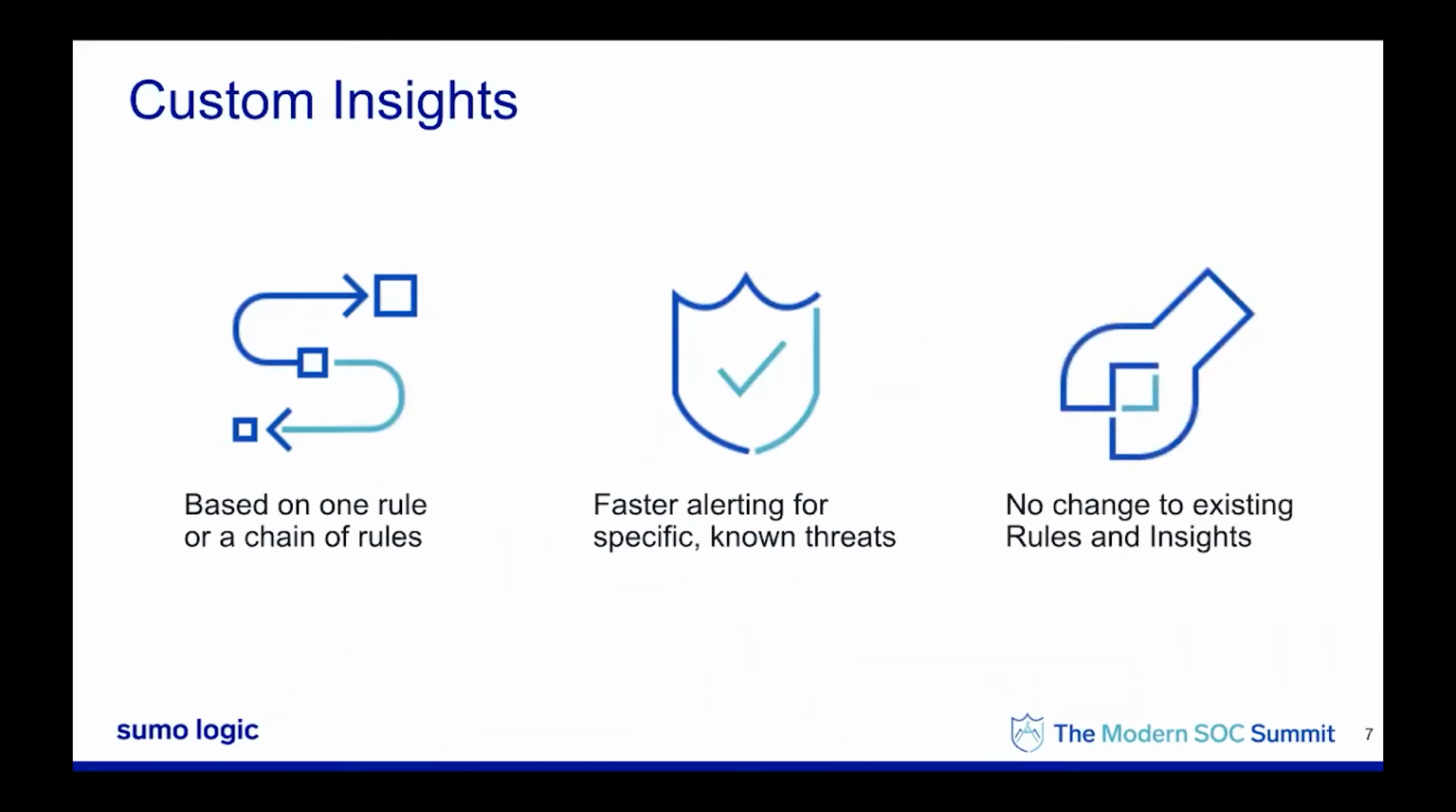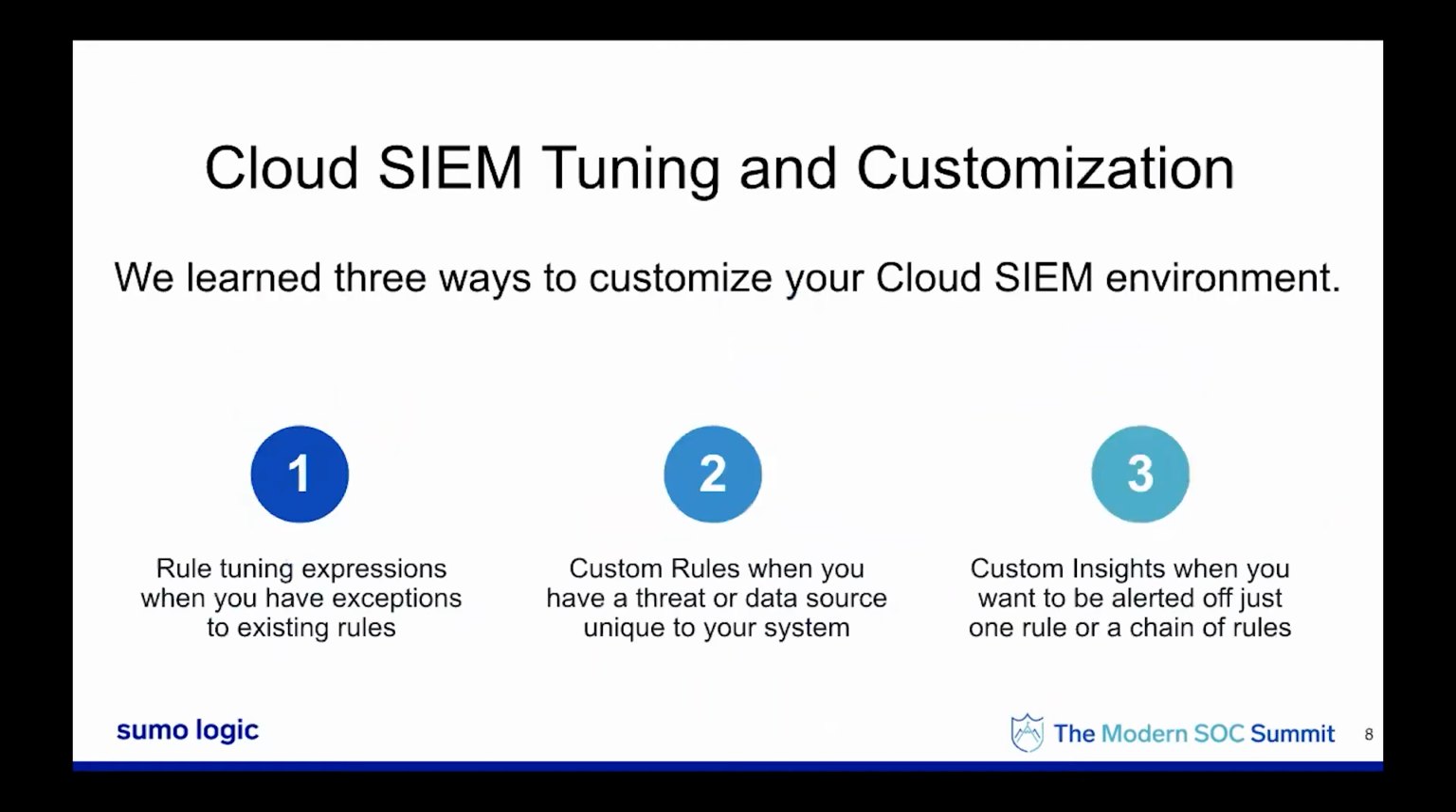Again, the less we have to change the rules, the better. However, there is a possibility that you might have to change your rules and you might have to write a rule. So rule tuning expressions typically are used when we have exceptions to existing rules. Custom insights are when we want to be alerted off a specific rule or a chain of rules without worrying about a severity score or something like that.